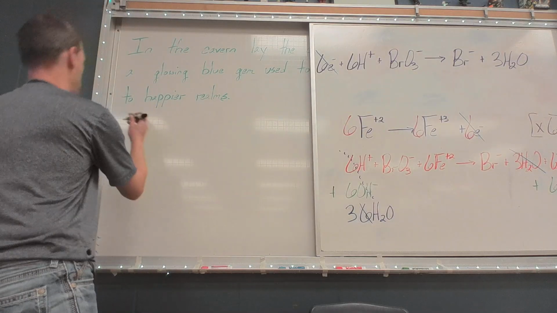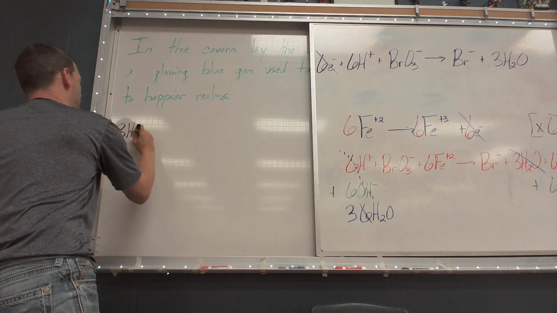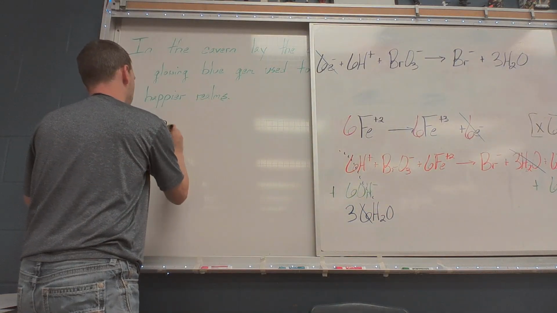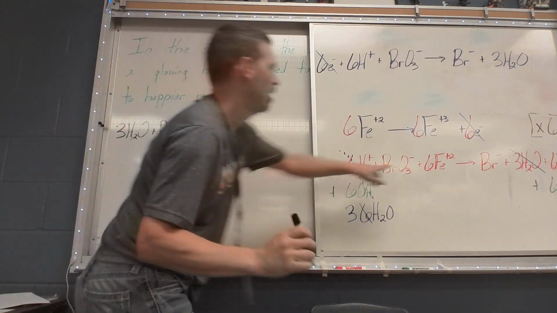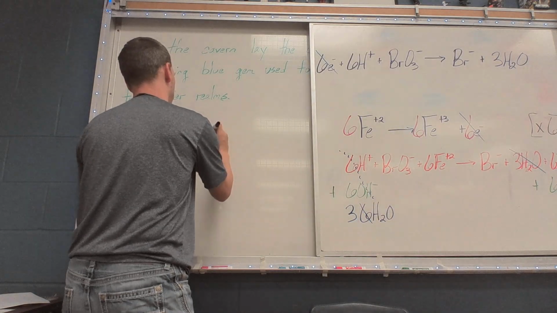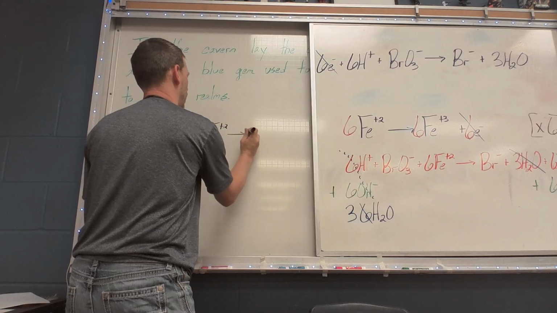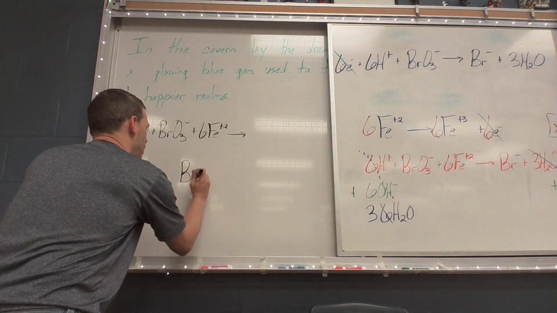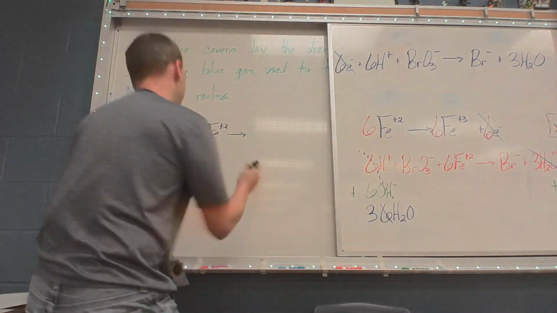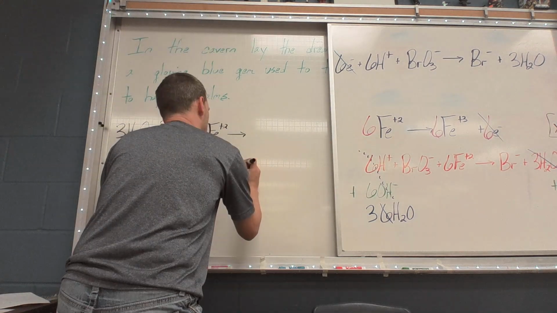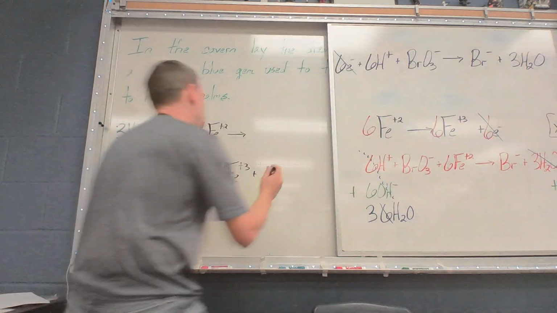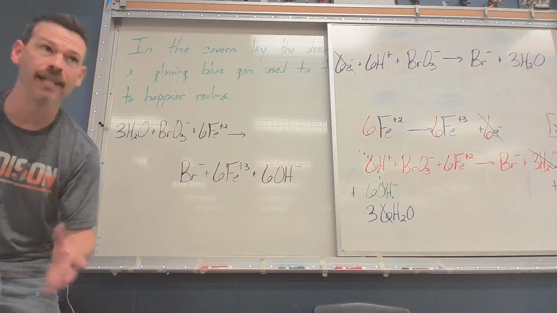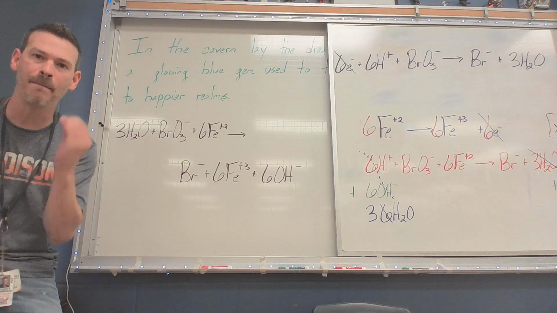Here's the final answer to the whole question. It'll be 3 waters, doing the reactants. 3 waters, bromate, 6 iron 2s. Over to the products, Br minus. Here, I'm going to do the products right here. Br minus, 6 iron 3s, and 6 hydroxides. And it's those 6 hydroxides that make it beautifully basic.